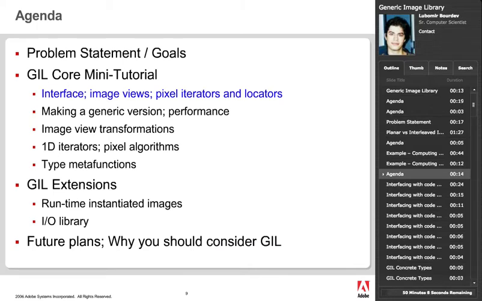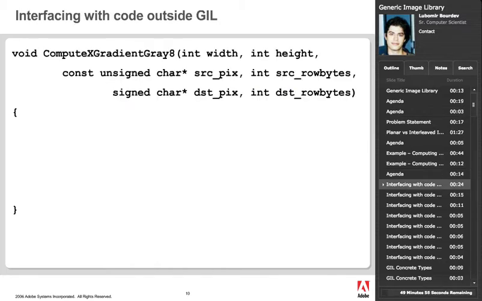In the next section, we will show you how to interface GIL with the outside world, and we will discuss some basic ways of navigating through the pixels of an image. Typically, images are represented with the width, the height, pointers to the pixels of the image, and the number of bytes in each row.